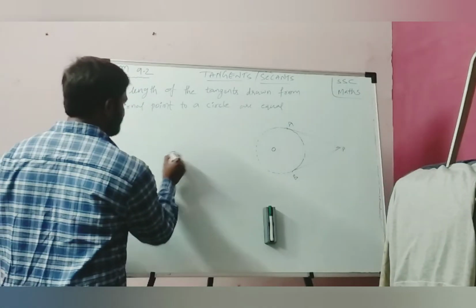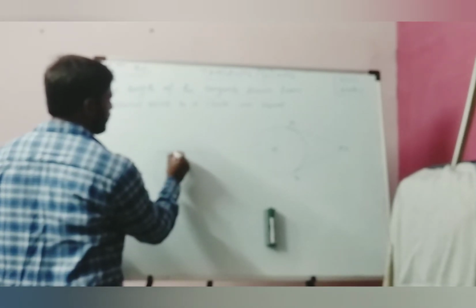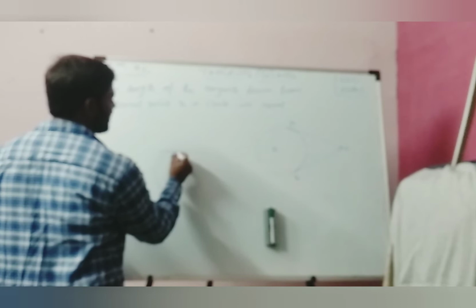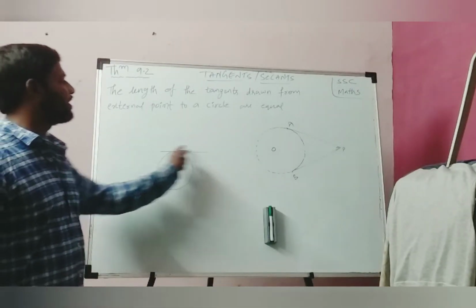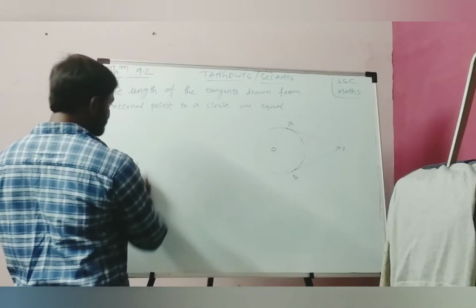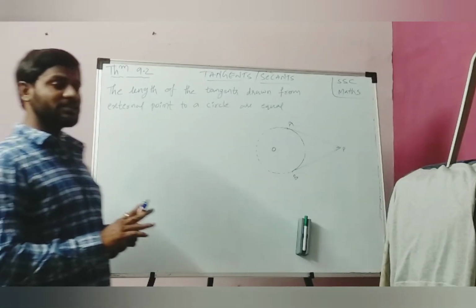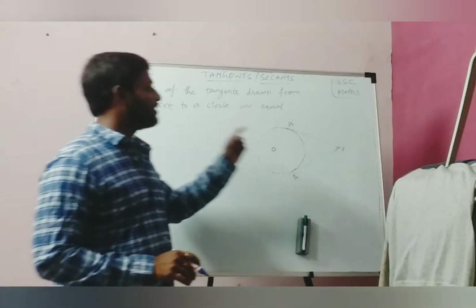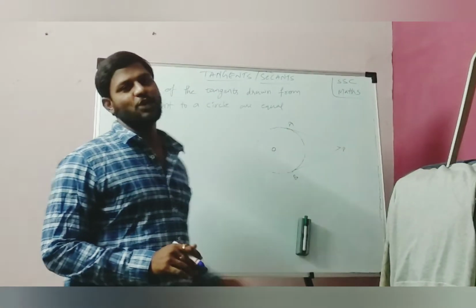If you draw the tangent of the circle and this is the center, if you draw the radius through the point of contact, then this is 90 degrees. This radius is perpendicular to the tangent. But in this video we are going to prove theorem 9.2. What does theorem 9.2 state? The lengths of the tangents drawn from an external point are equal.